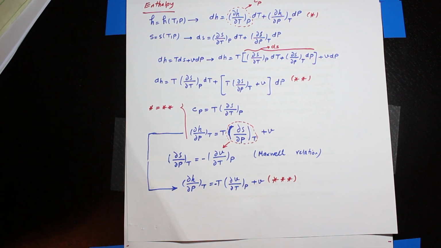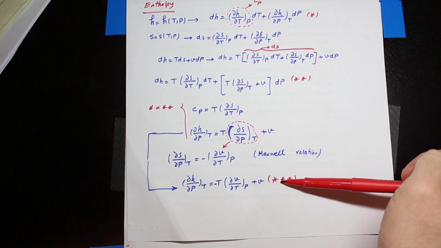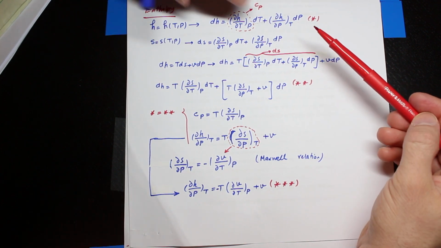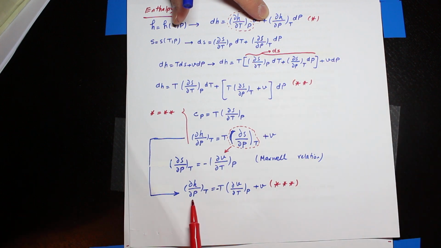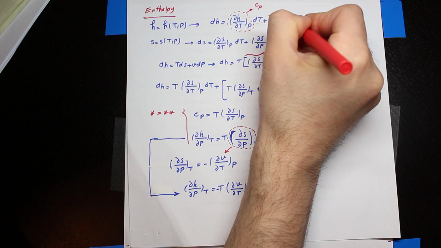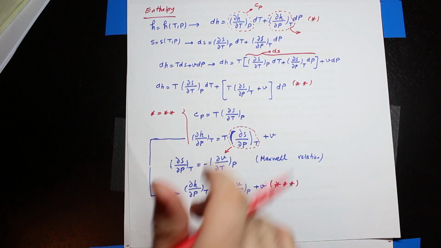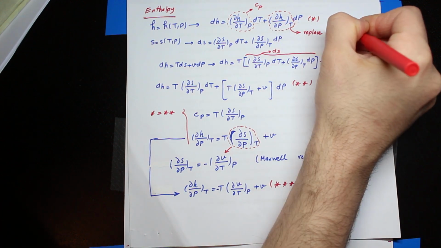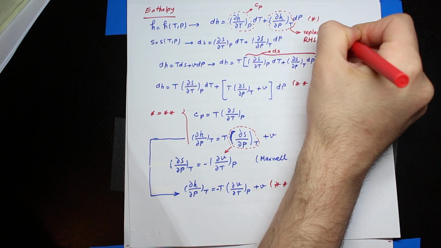For the last step, I'm going to combine 1 star with 3 star. One thing I have in equation 1 star is partial H partial P for constant temperature, which is the left hand side here. So I'm going to replace this one in 1 star with the right hand side of 3 star.